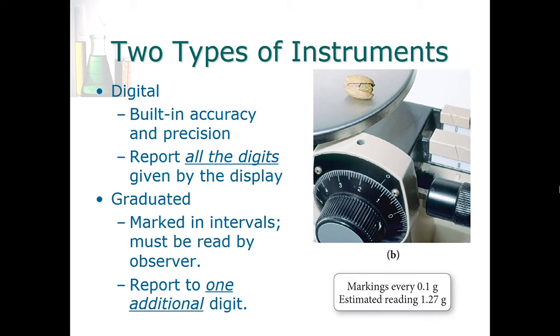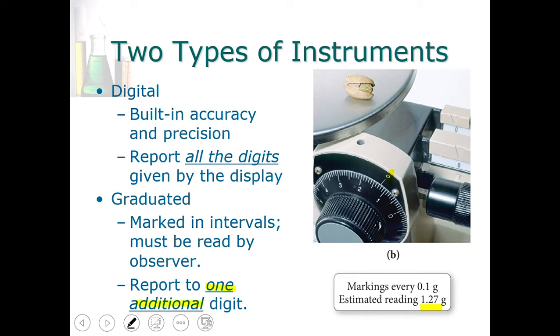If you look at where that little marker is over here, you can see that it is the pointer, and you have to read it. Notice that it is lying right between the 1.2 and the 1.3 markers on the display dial. So that means that I have to account for the fact that the measurement is somewhere in between there, and I had to inform anybody who reads my report that I could tell that the marker was not exactly on 1.2 nor exactly on 1.3. So I have to make a good estimate of where that lies, and this person estimated it at 1.27 grams. In other words, they reported to one additional digit.